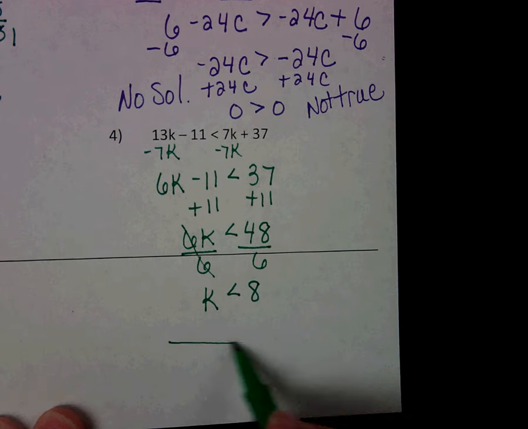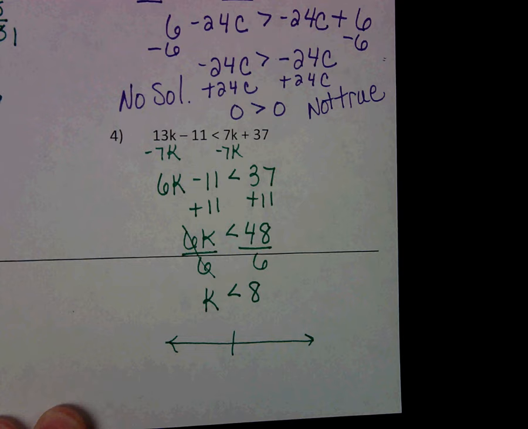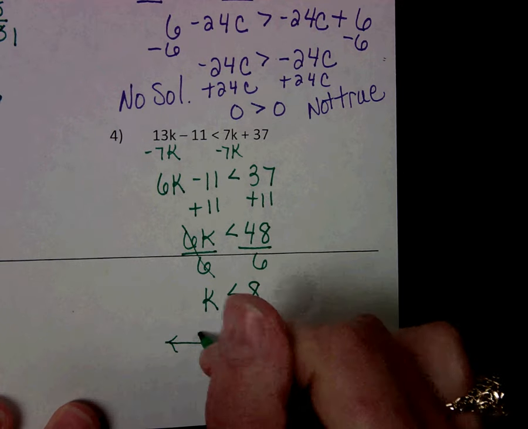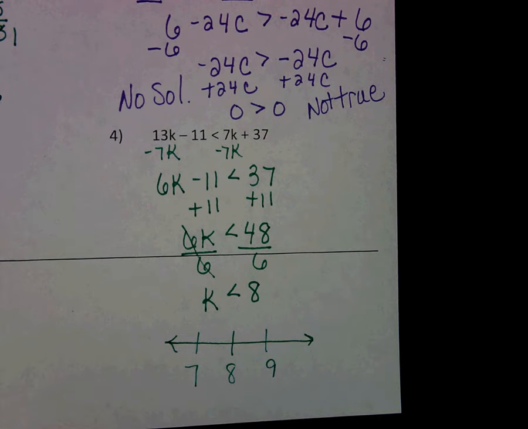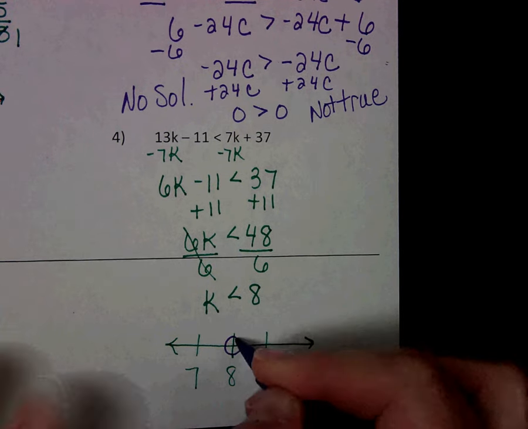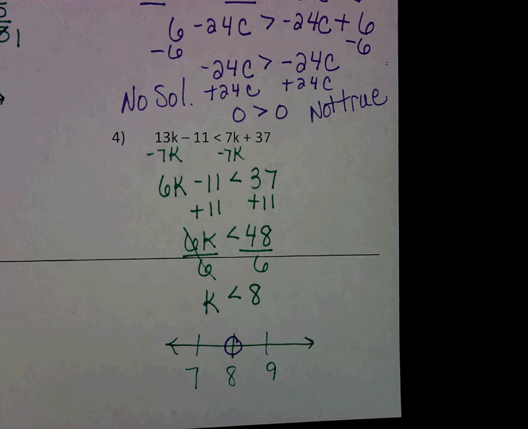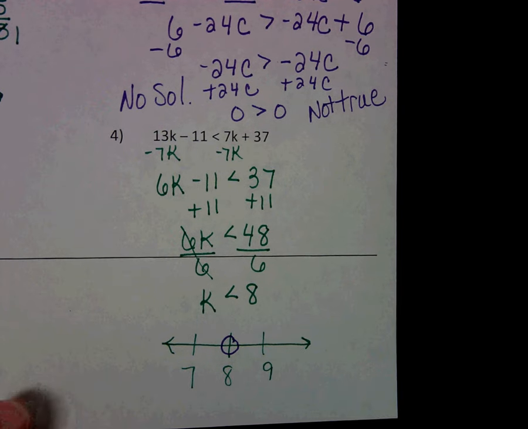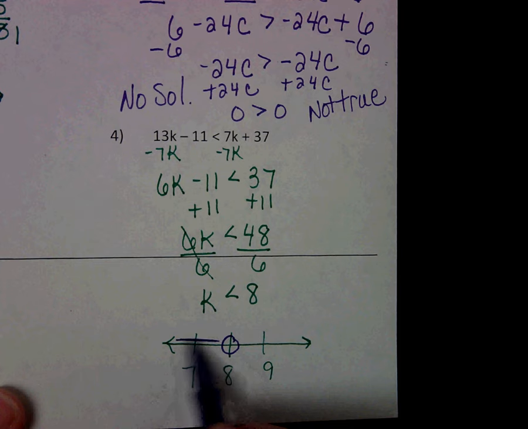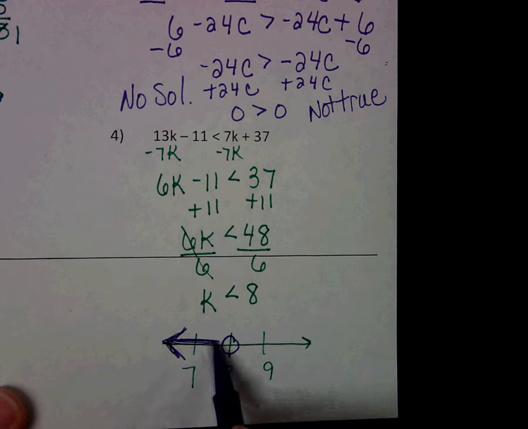So when I draw this graph, we have 8 in the middle, a number bigger, a number smaller. If k is less than 8, we're going to put an open circle because 8 cannot be a solution. So we're saying don't include the 8. And then we would shade everything to the left.